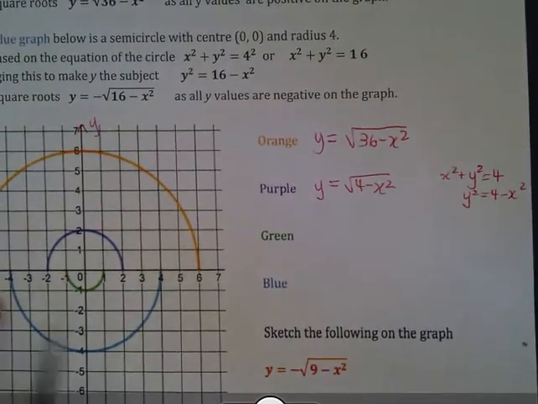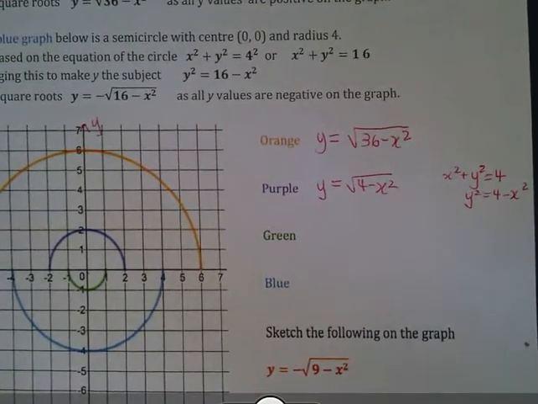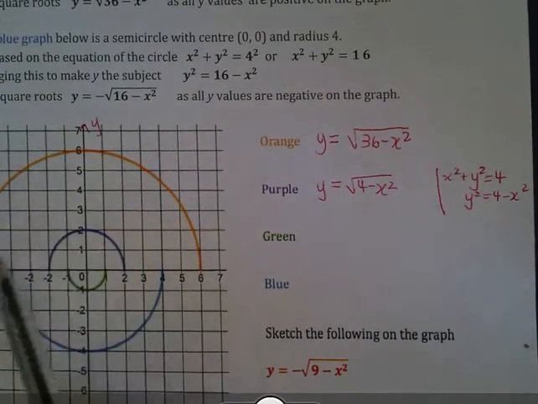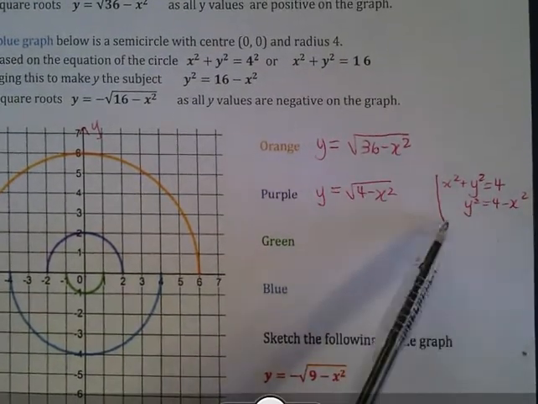Now let's look at the blue graph. And are we good? So if you can't remember, all right, but how are you going to know to make it y squared at the front?